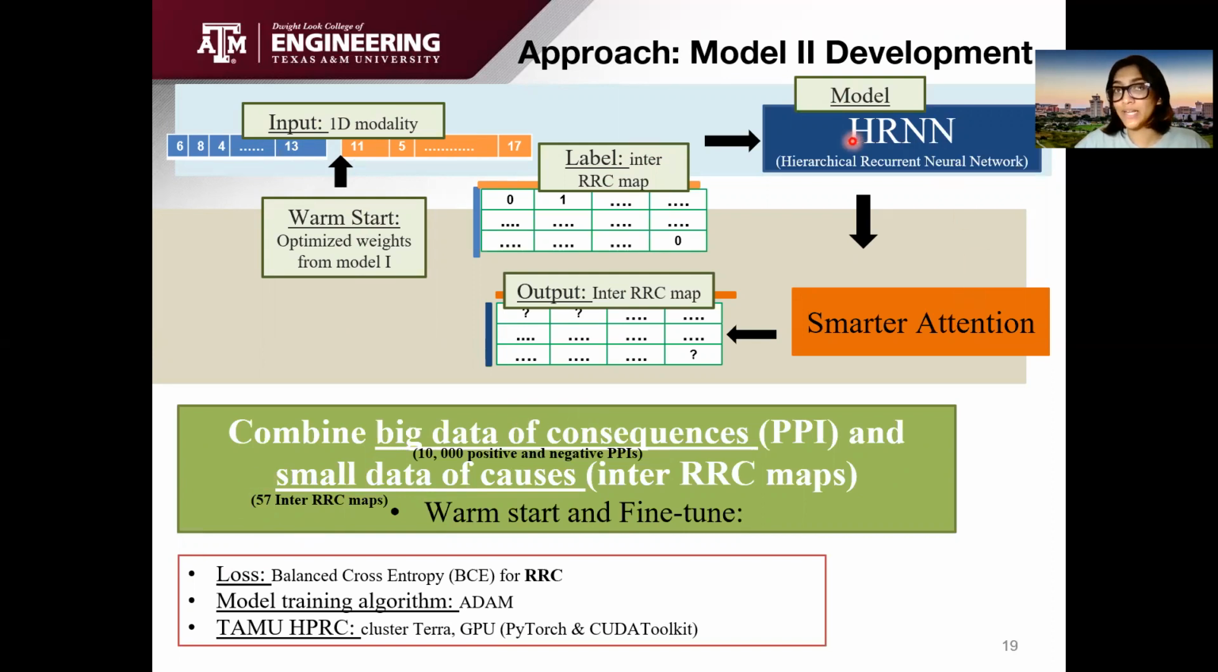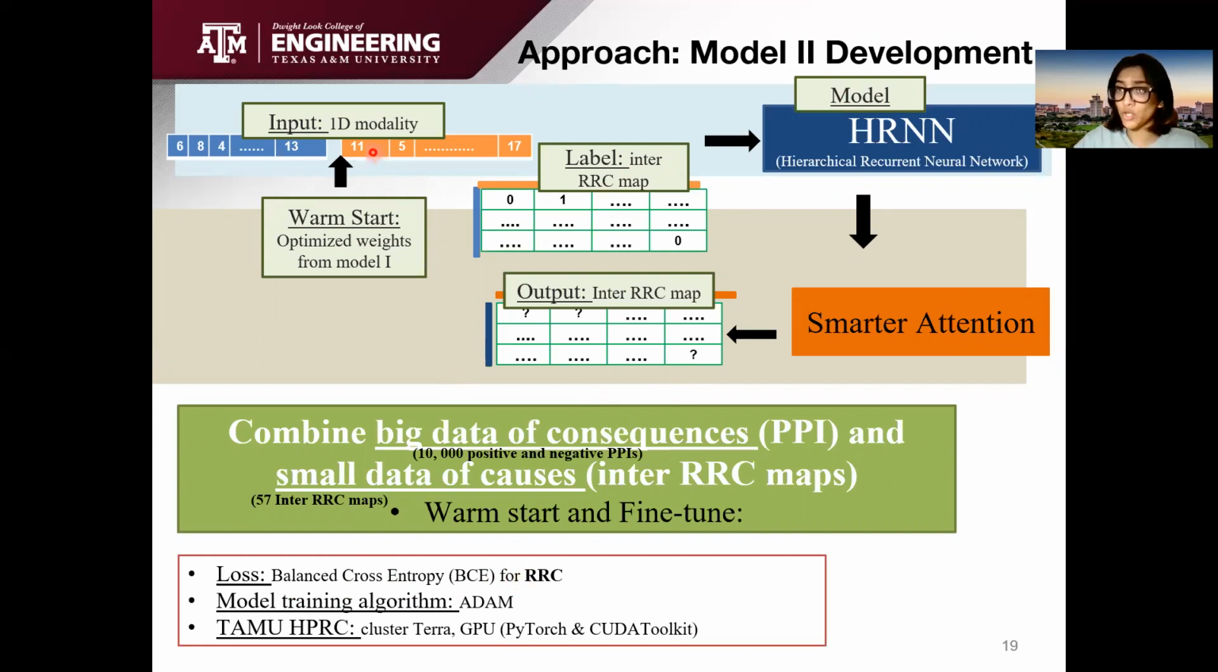As label, we are using inter-RRC map, these 57 inter-RRC maps. We're using HRNN to embed the 1D modality. Now we are using a smarter attention mechanism, and we are trying to predict the inter-RRC map. The loss has changed because our label has changed. Now it is BCE loss for RRC.